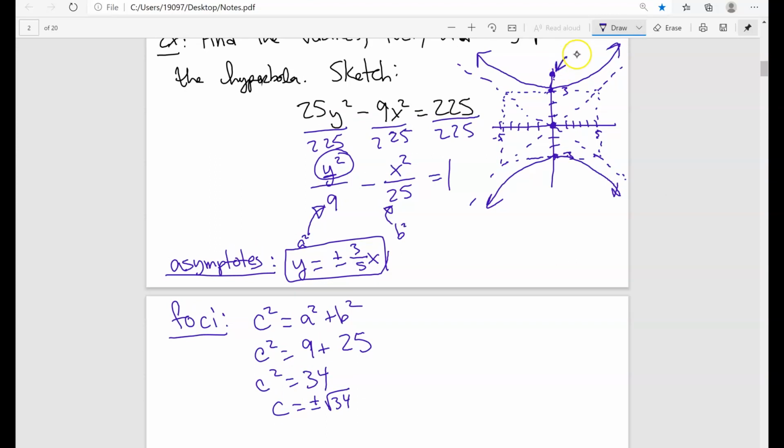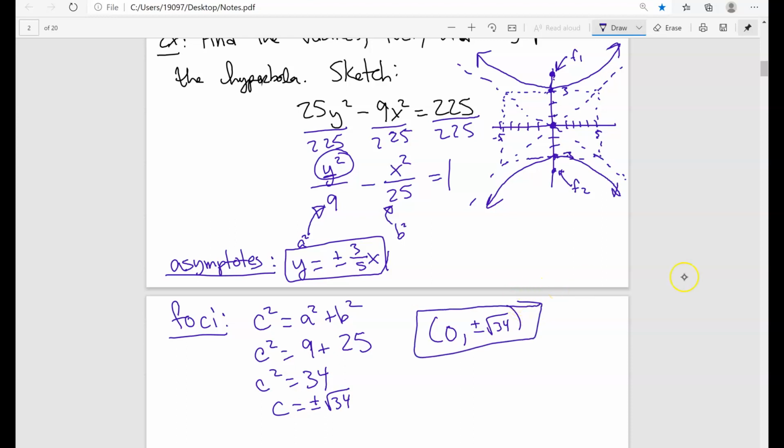Okay, so here's the foci, and they're going to be on the outside. So that means the points are going to be 0, comma, plus or minus square root of 34. Or you can write 0, comma, positive square root of 34, or 0, comma, negative square root of 34.